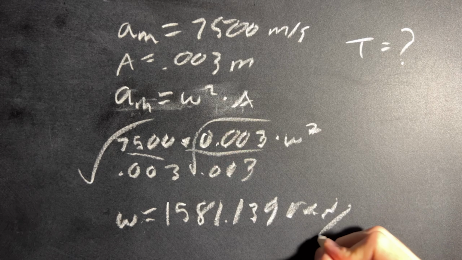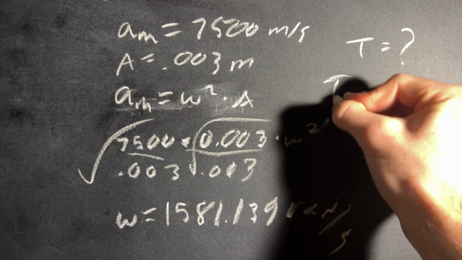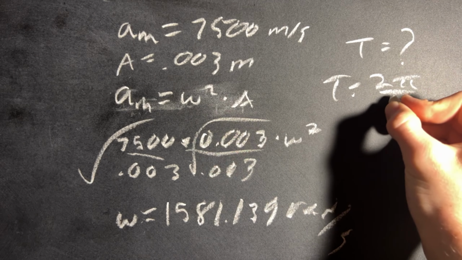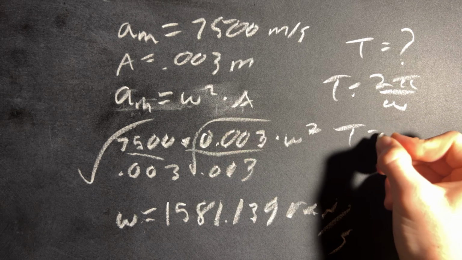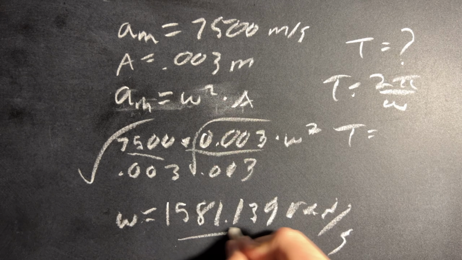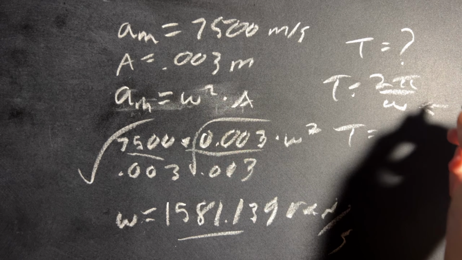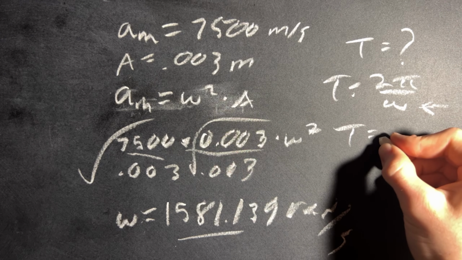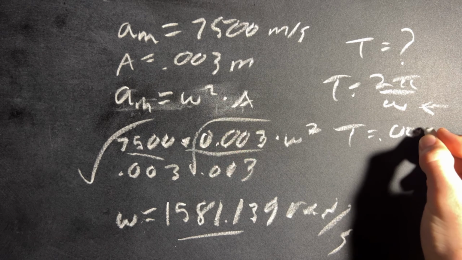radians per second. Now, to simply find T over here, all I need to do is T equals 2 pi over angular frequency, and plugging this value in right here, our final answer will be T equals 0.004.